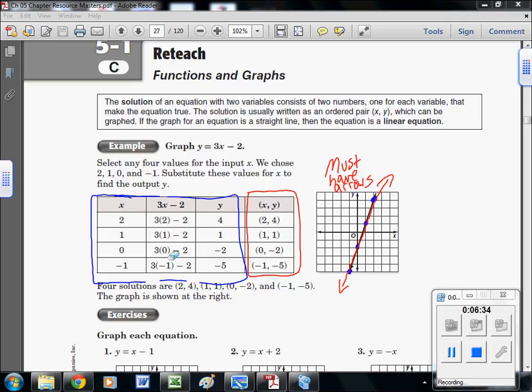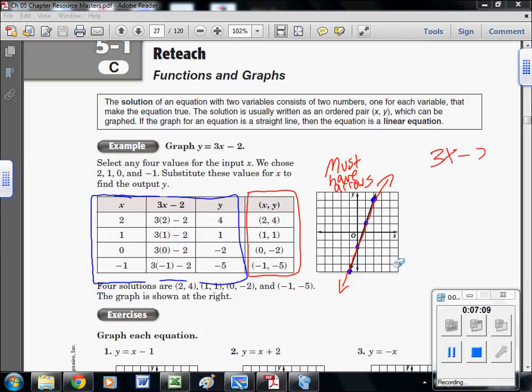You're going to make an input-output table just like we did in the last section, except now you're going to graph that input-output table. That's the only difference. So let's take a quick look at the definitions up here. The solution of an equation. Wait a minute, we defined that in the last section because it still applies. The solution of an equation with two variables consists of two numbers, one for each variable, that make it true. Meaning 2 and 4 combined, we're going to write them as ordered pairs from now on because that's an x and a y. When x is 2 and y is 4, we're going to have a true statement.